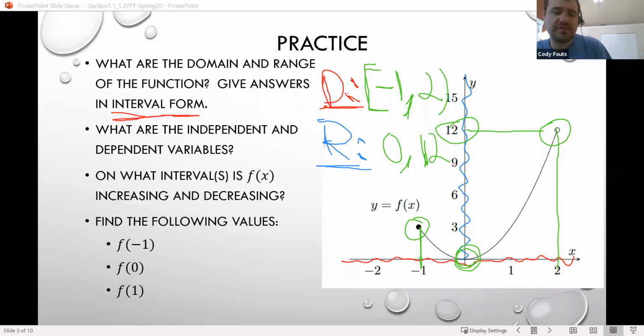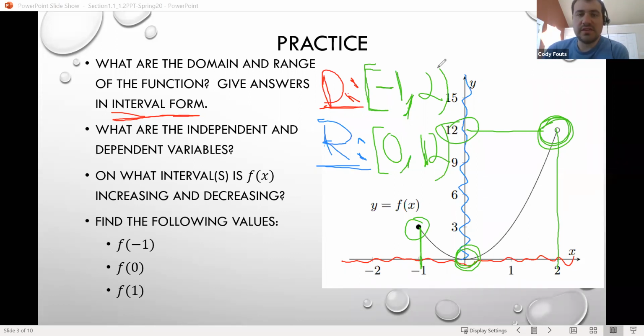Notice at 0, the graph passes through that point, which means that it's included. So we'll put a bracket there. And then for 12, we notice that there's a dot over here on the graph, that open dot again, which means it gets really, really close to that value, but doesn't go through it. So we're going to put a parenthesis there. So our range would be bracket 0, comma 12 parenthesis. Okay, so that'd be our domain and range in interval notation.